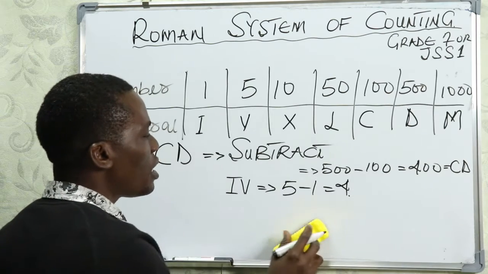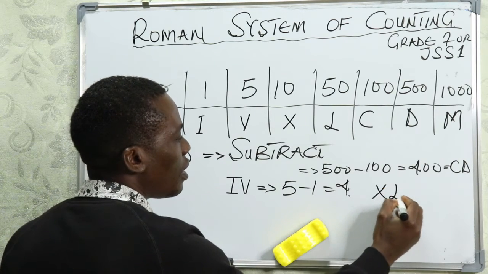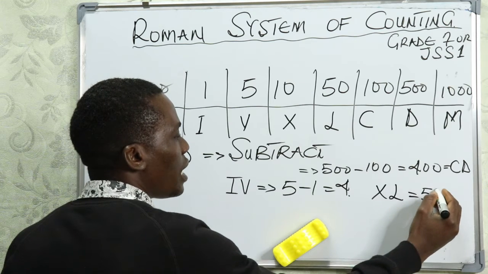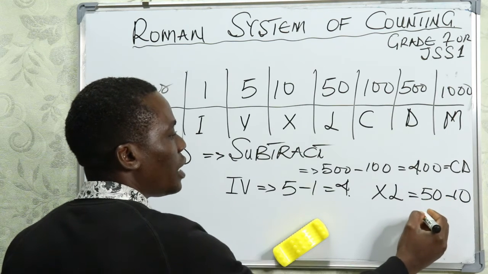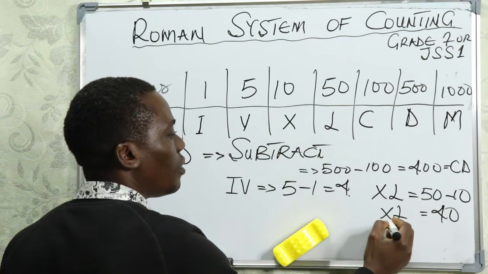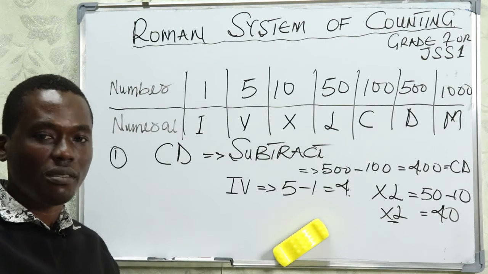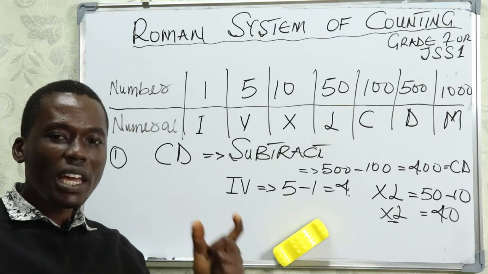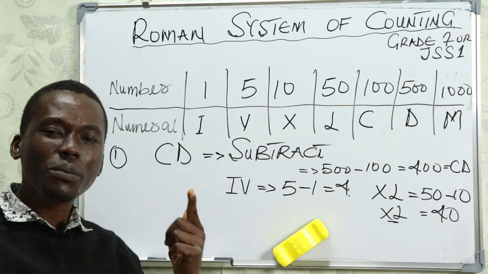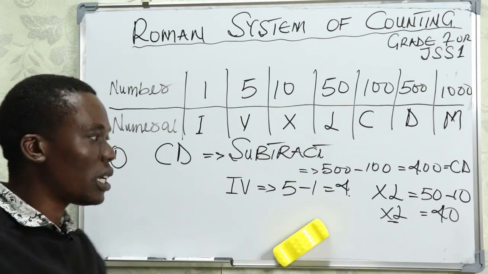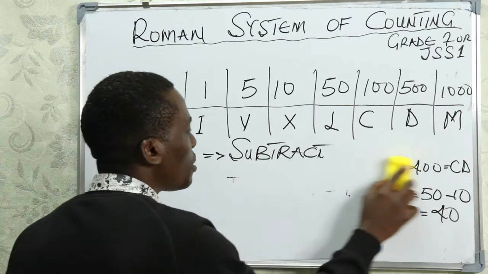Now you can also be given a value like XL. L is 50, and X is 10. That is 50 minus 10, that is 40. So that means XL is equal to 40. Very, very easy. Take note, when a small numeral comes behind a larger one, you subtract. Now the second principle is this.